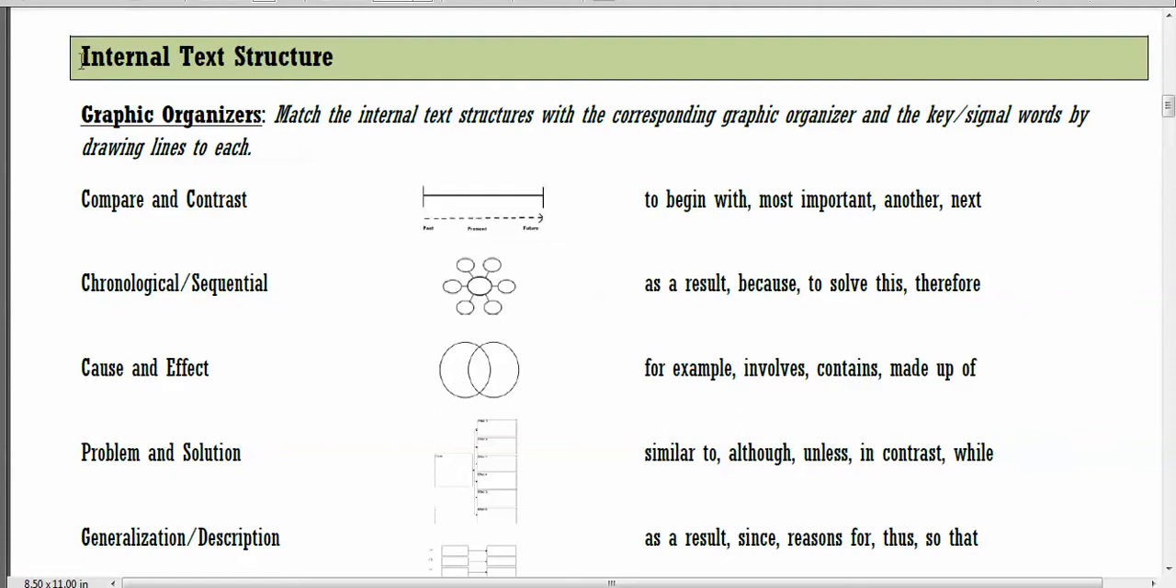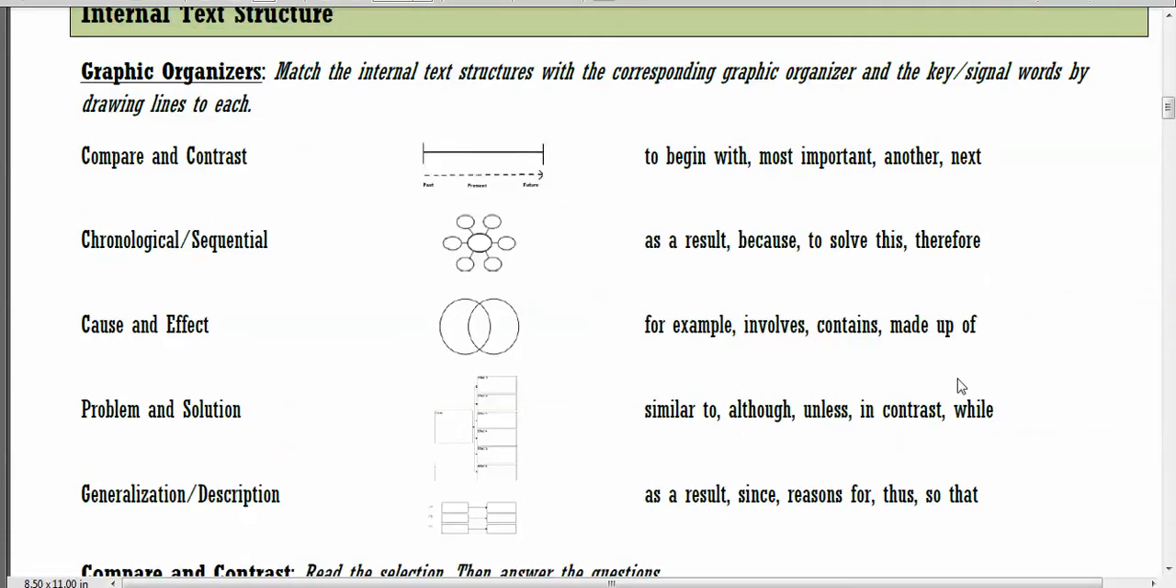And this page actually looked at internal text structure. At the top of the page, you're provided some graphic organizers. And why I want us to look at this is because it's really important to see that sometimes a way to understand information is actually to draw it out or attempt to organize it.